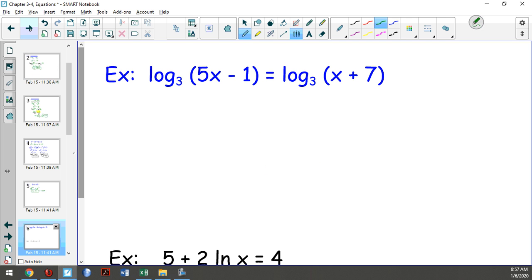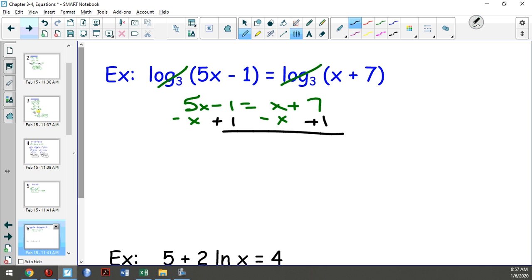Keep going. What do we do with this problem? What's your gut telling you? These cancel out. So I have 5x minus 1 is equal to x plus 7. Now what? How do I solve that? Subtract the x, add the 1. I have a 4x is equal to an 8, so x is equal to 2.